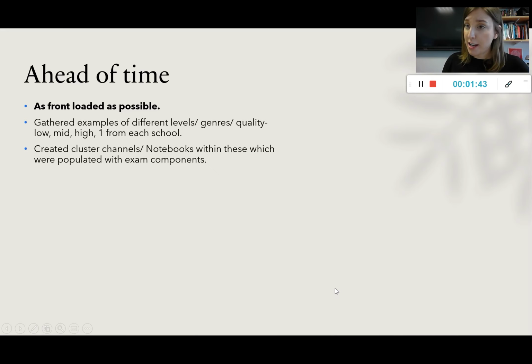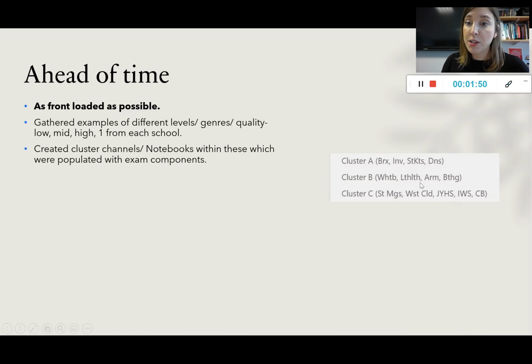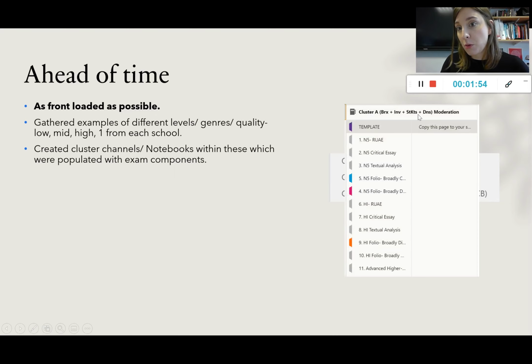Then I created cluster channels and notebooks within those cluster channels, which were then populated with the exam components. So you can see here, groups of schools were allocated to a cluster, and then within their notebooks, it was populated with the different exam components.